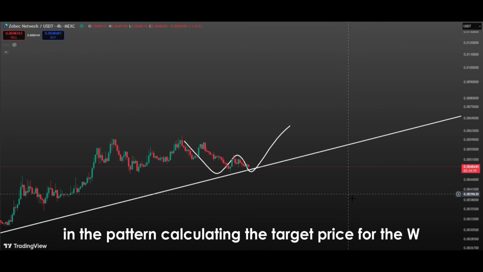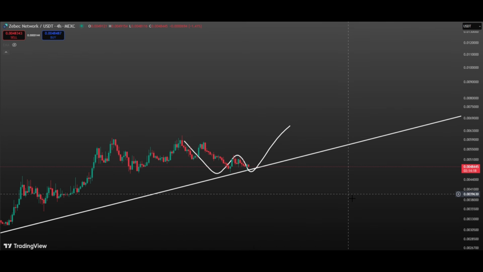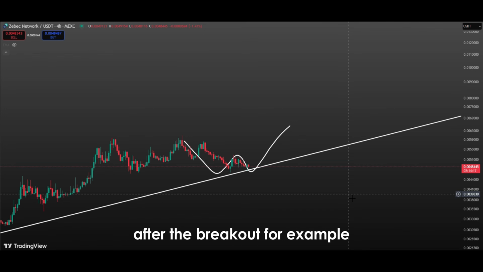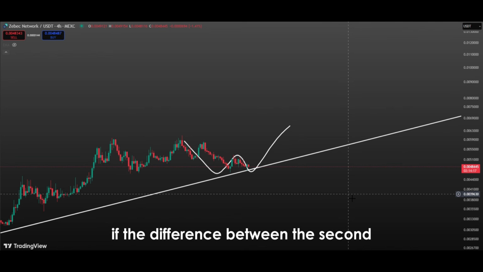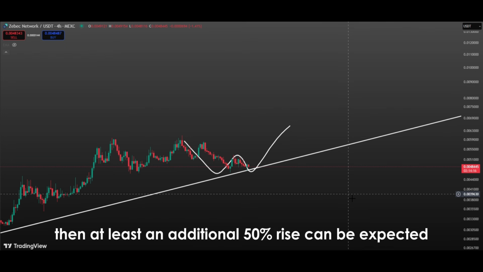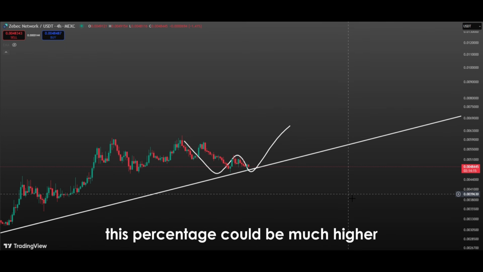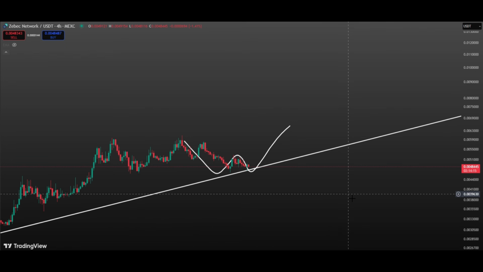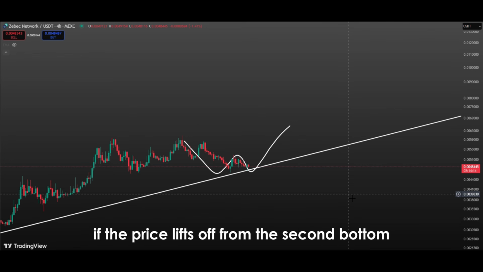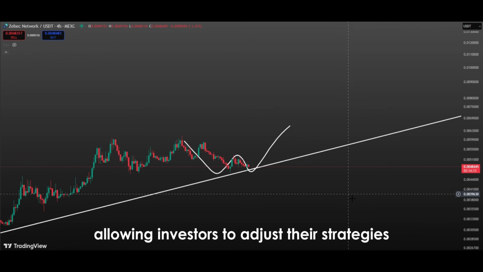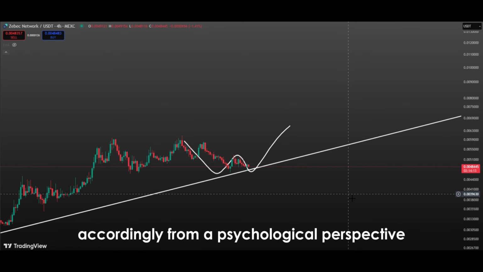Calculating the target price for the W pattern is straightforward. The distance from the second bottom to the neckline is projected upward after the breakout. For example, if the difference between the second bottom and the neckline is 50%, then at least an additional 50% rise can be expected after the breakout. Depending on market conditions, this percentage could be much higher. In the current case, if the price lifts off from the second bottom, potential targets can be clearly defined technically, allowing investors to adjust their strategies accordingly.